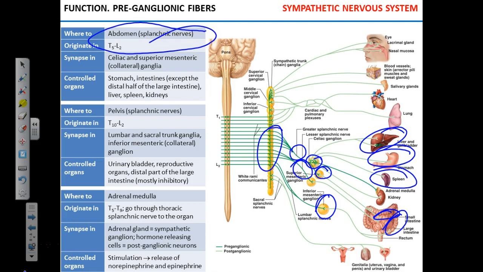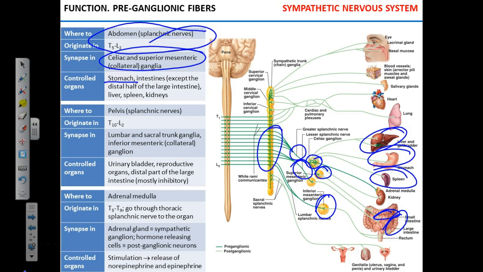Now let's talk about the activities. Celiac and superior mesenteric ganglia innervate stomach. What's going to happen to your stomach activity when you're excited? It's going to go down. Yeah. So smooth muscles of your stomach are going to get depressed, well, relaxed. Okay? And glands in your stomach will not produce as much gastric juice. Okay? Same goes for intestines.